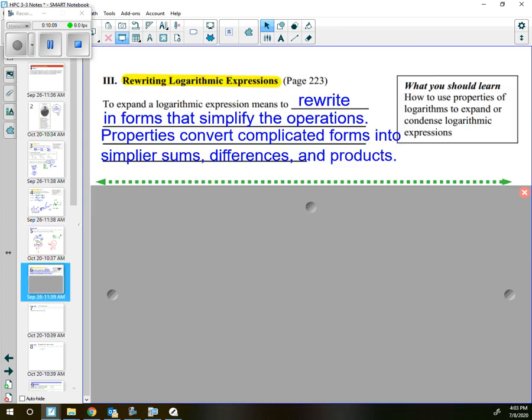All right, so our focus for today and then into day 2 is going to be working with, instead of solving things, more rewriting things. So we're going to expand, and then we're going to be condensing. So we're going to be doing both. We're going to start with expanding. Expanding a log expression means to rewrite it in forms that simplify the operations, properties that convert complicated forms into simpler sums, differences, and products. So those three properties that we talked about.